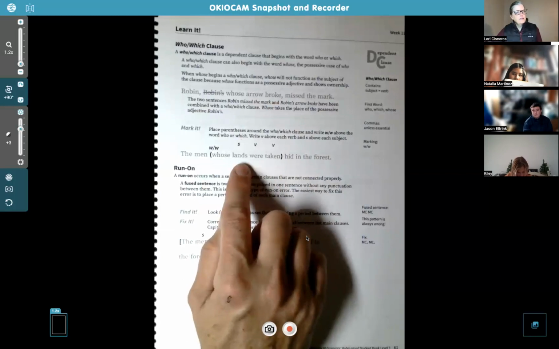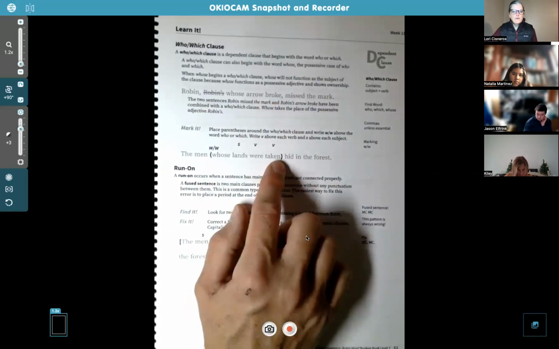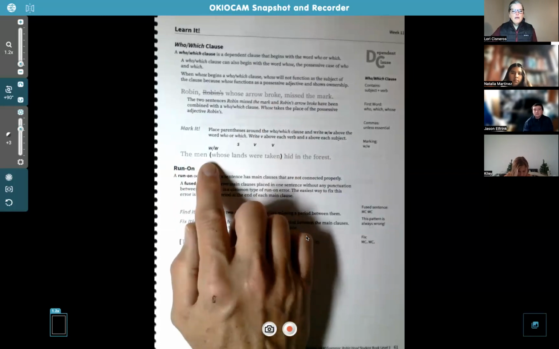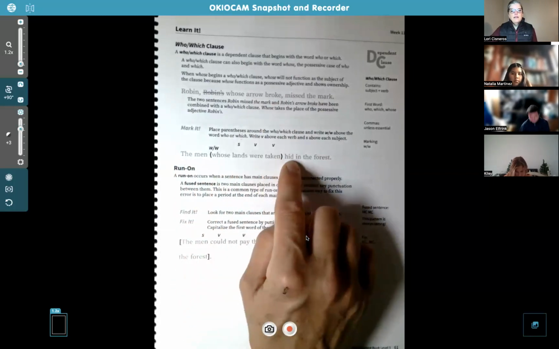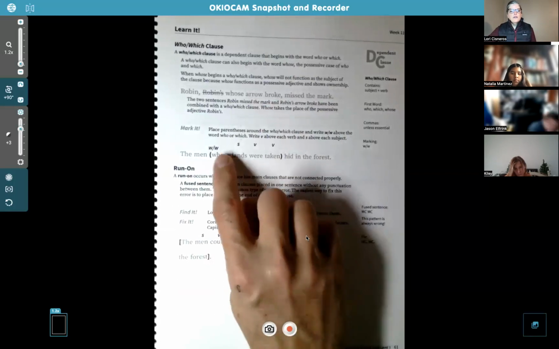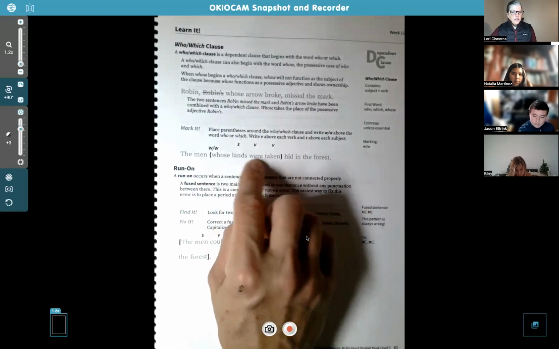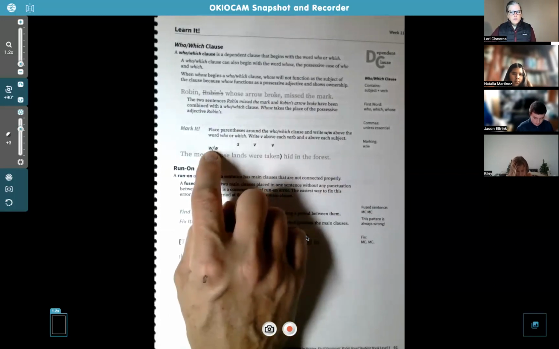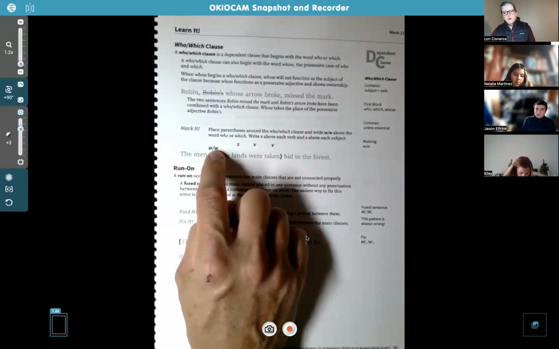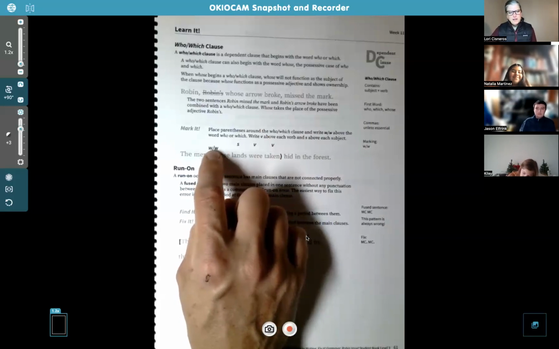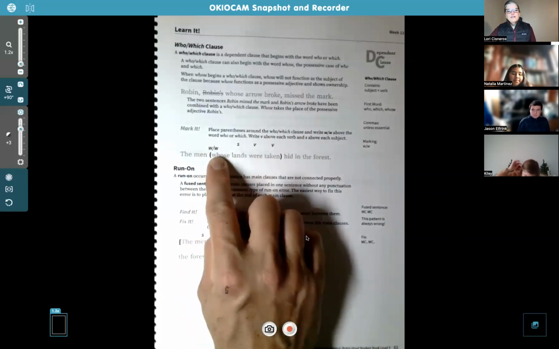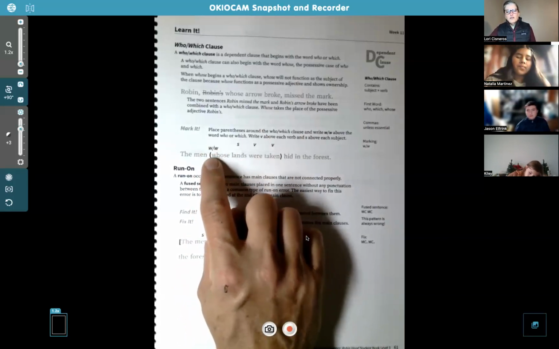When you go to label it in this book, you're going to use parentheses, right? Like right here, look at this example. The men whose lands were taken hid in the forest. So here we've got parentheses around whose lands were taken. And then notice the W/W right there. That's how you label these clauses. One of the W's stands for who, and the other W stands for which. I forgot for a second. Who and which. So W/W. That goes on top of the first word.